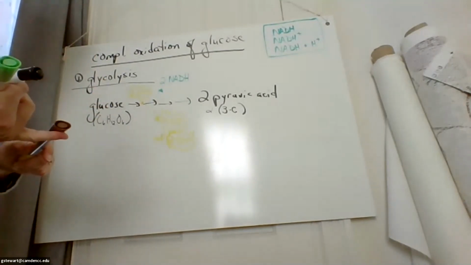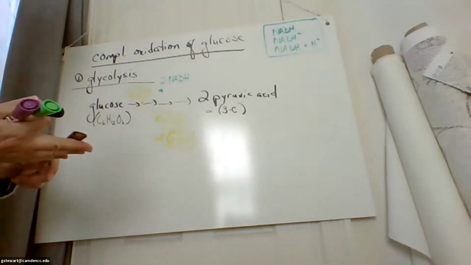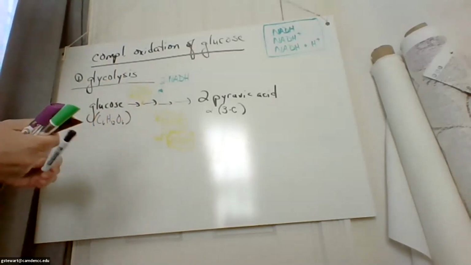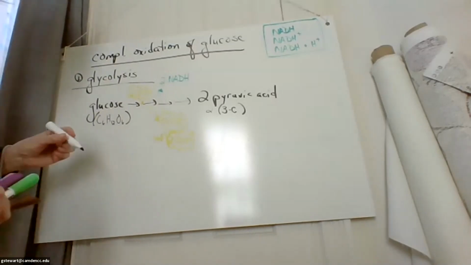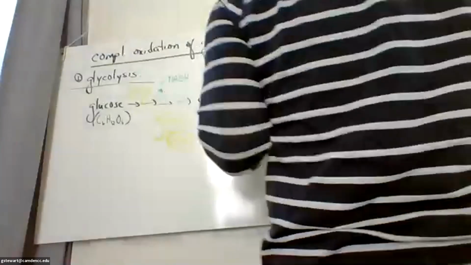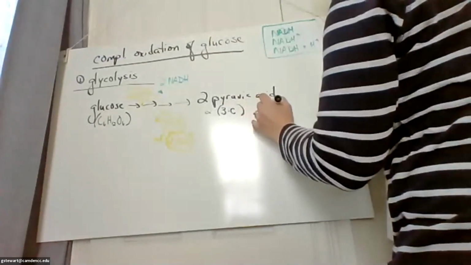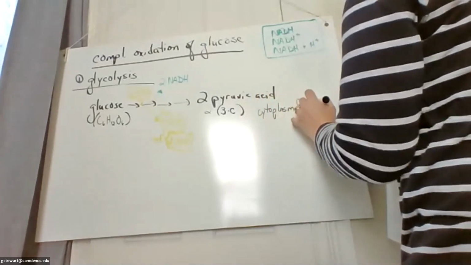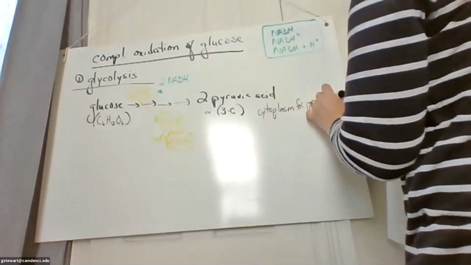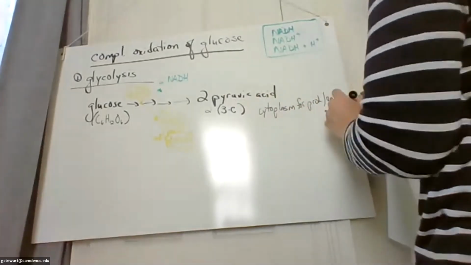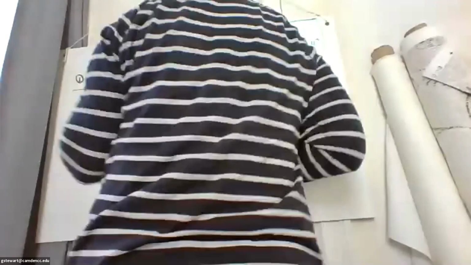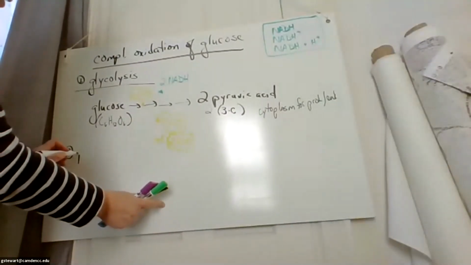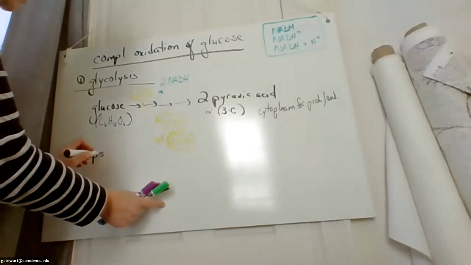Okay, so that takes care of the carbon dioxide, the ATP, the NADH, and we produce 0 FADH2 at this step. So the last thing you need to know is where this happens in the cell. And I will just tell you, it happens in the cytoplasm for both prokaryotes, bacteria, and eukaryotes. Done.